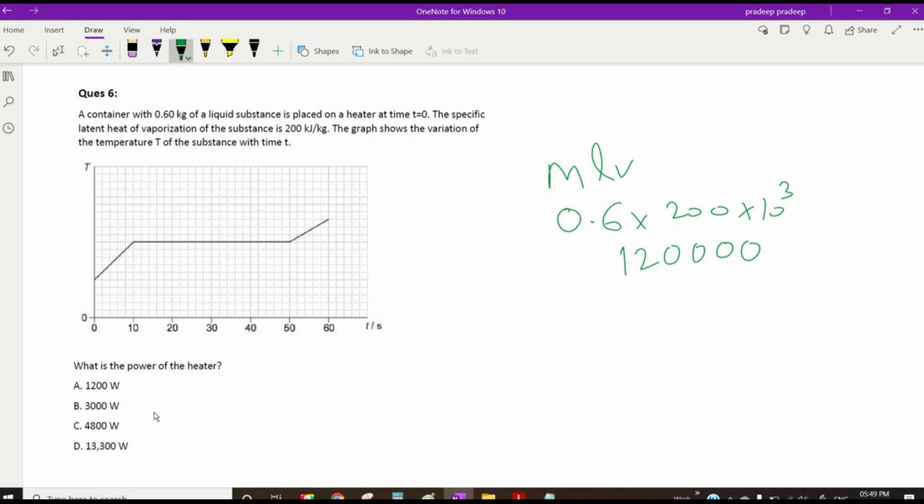Oh, you didn't. Okay, so Smera, could you just tell me your approach? How did you get 3000? Yes, sir. The energy needed for vaporizing would be equal to m times Lv. So the energy I found out is 0.6 into 200 kilojoules. After that, I divided it by 40 seconds, as that is the time taken for the vaporization to be completed, to find out the power of the heater. Great.